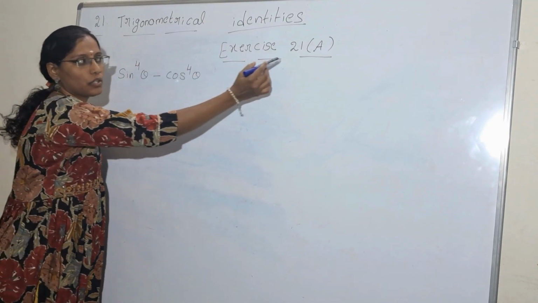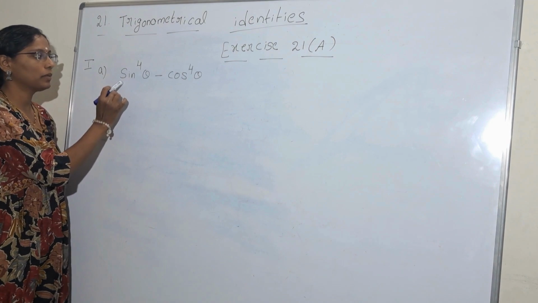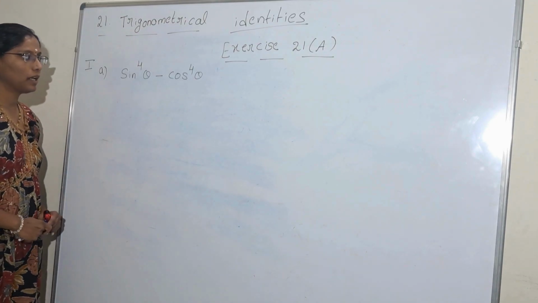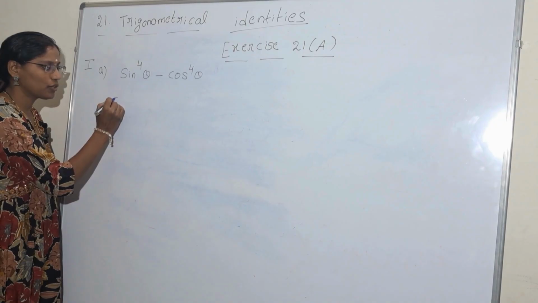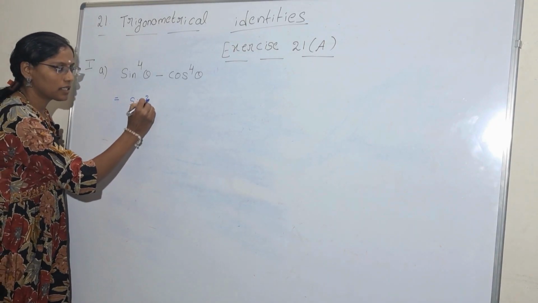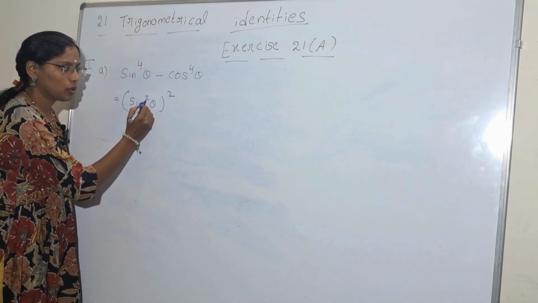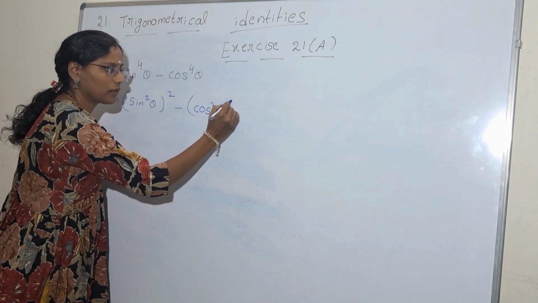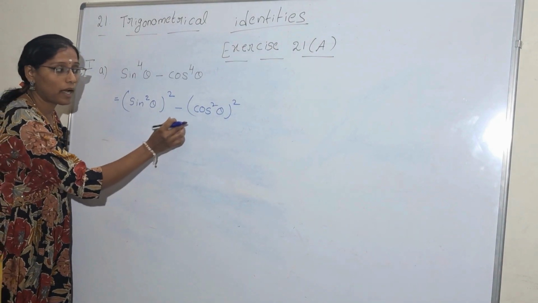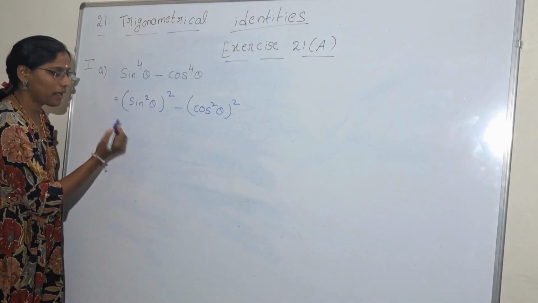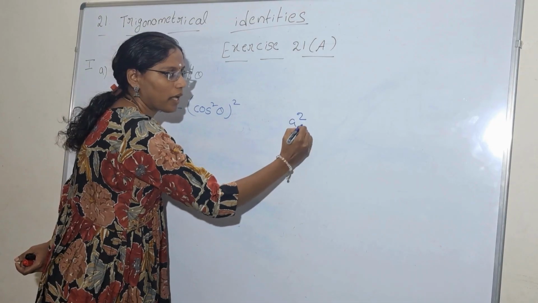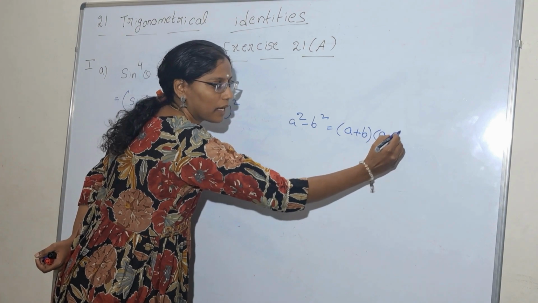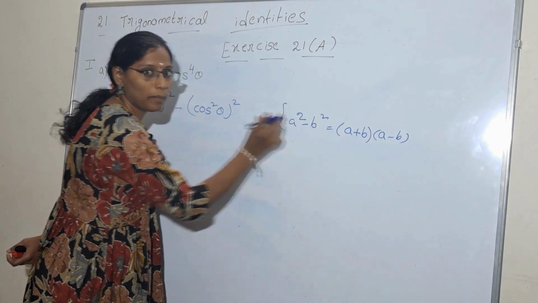Next, exercise 21A. First problem, sin power 4 theta minus cos power 4 theta. How to solve this problem? First, power 4, we have to change that. Sin square theta whole square, cos square theta whole square. Here it is like the a square minus b square formula. What is the a square minus b square formula? a square minus b square is equal to a plus b into a minus b. This formula we have to apply here.